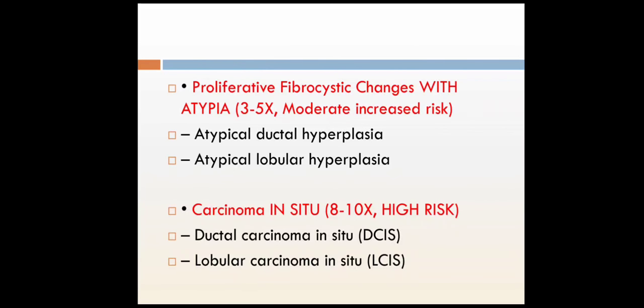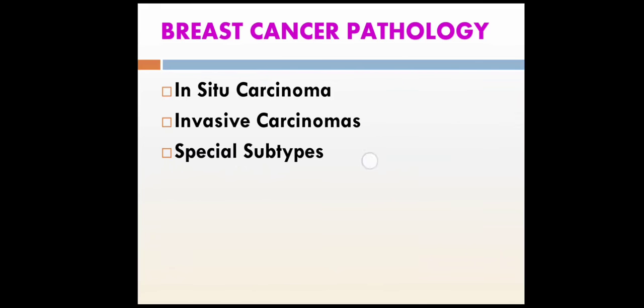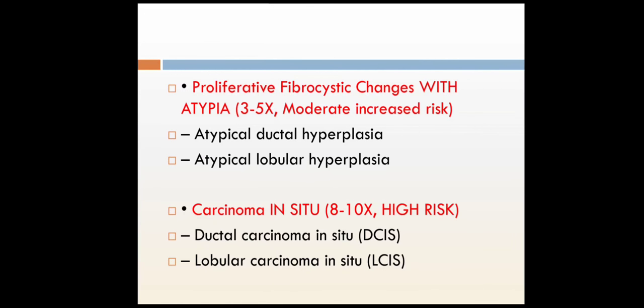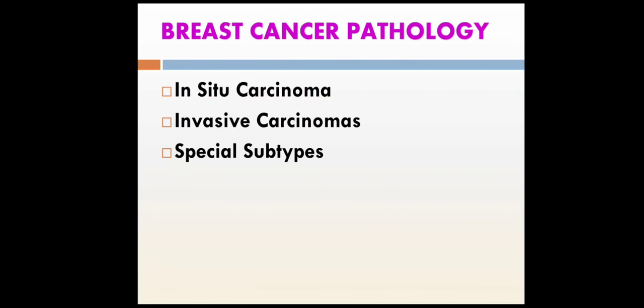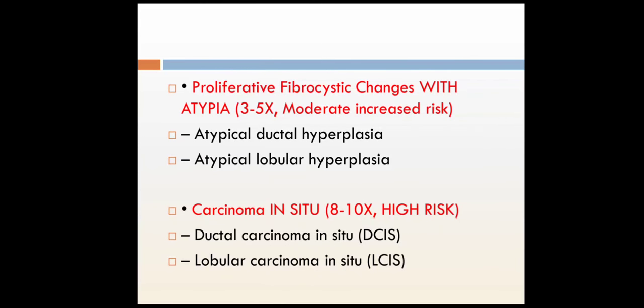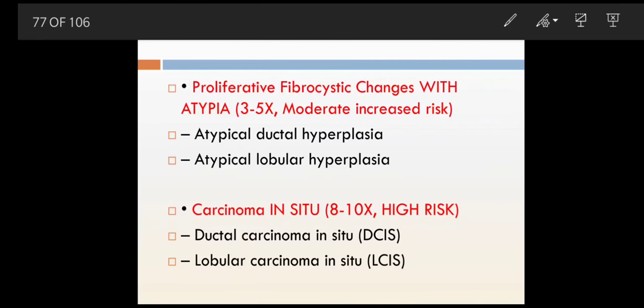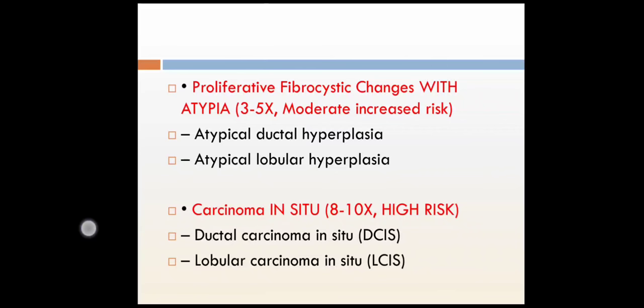Proliferative fibrocystic changes with atypia have an increased risk of 3 to 5 times, which is also called moderate increased risk, and it includes atypical ductal hyperplasia and atypical lobular hyperplasia. Carcinoma in situ will increase the risk 8 to 10 times, that is high risk, and it includes ductal carcinoma in situ and lobular carcinoma. So that ends the benign breast diseases, and I will continue with the malignant in the second part.